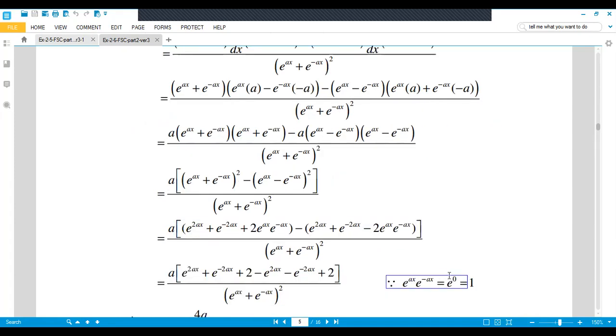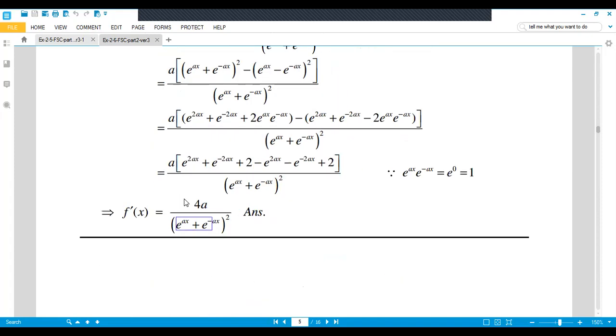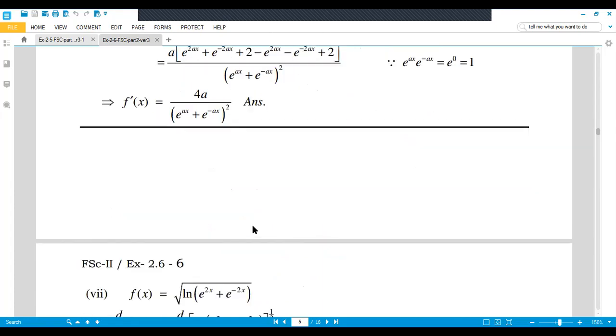So you know that e power 0 is equal to 1. So e power 2ax plus e power minus 2ax plus 2, and here you get plus 2 when you open the bracket and these values are minus. So the first value cancels with this and the second value cancels with this, and plus 2 and plus 2 we get 4. So we get 4a divided by this. So this is the solution of the sixth part.